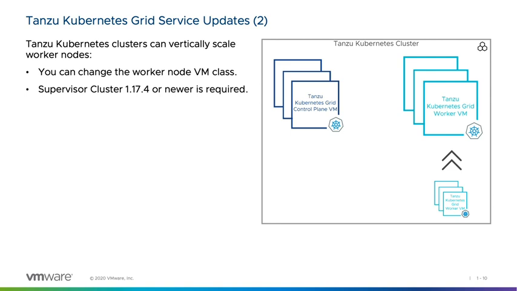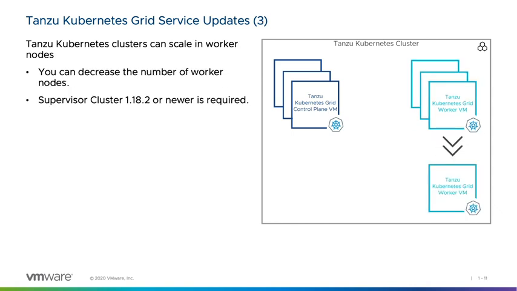Tanzu Kubernetes clusters can also scale in worker nodes. This means we can decrease the number of Tanzu Kubernetes Grid worker VMs in a Tanzu Kubernetes cluster. For example, you decrease the number of worker VMs from 3 to 1. Supervisor cluster version 1.18.2 or newer is required.